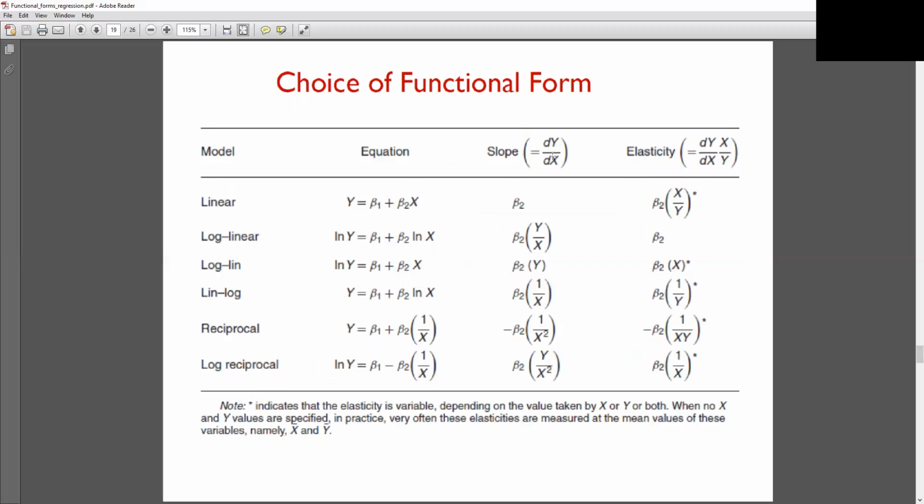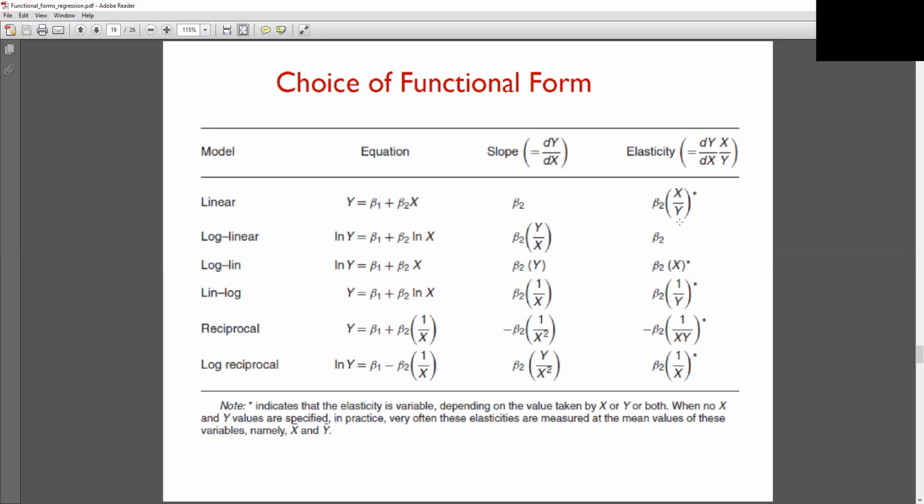We know slope is different. That is, what is the change in y for the change in x? In terms of elasticity, what we are saying is, what is the percentage change in y to the percentage change in x? So do you see dy by dx into x by y? This is what elasticity is. Now in the case of linear, the coefficient is simply the slope, right? Then you can find elasticity by the slope into x upon y.